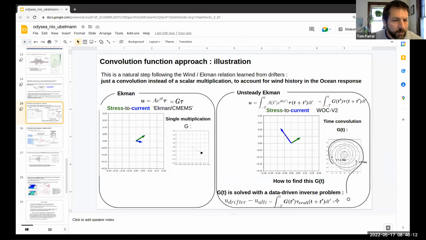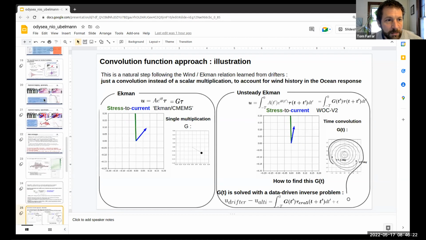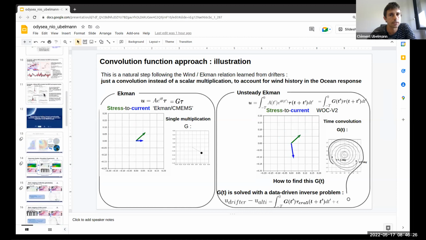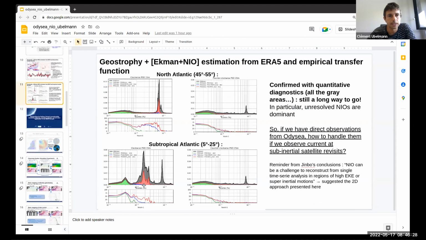Clément, have you calculated what fraction of the variance is in your residual that you're not capturing through your fit? That's here, basically. So that's the red one. That's the one we got with the transfer function. Okay. So red includes the blue plus the green. And the gray is the whole current.